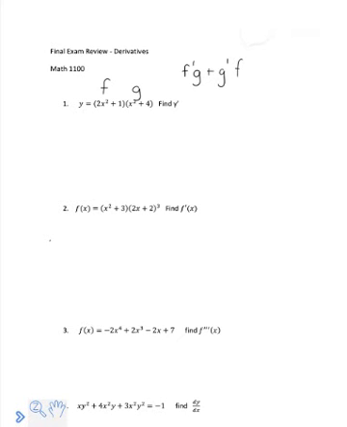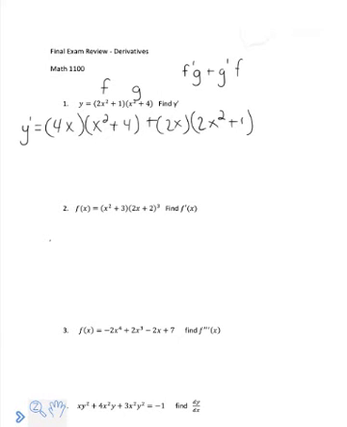So following the product rule, y prime equals the derivative of this expression, which is 4x times g, x squared plus 4, plus g prime, which is the derivative of that expression, 2x times f, 2x squared plus 1.